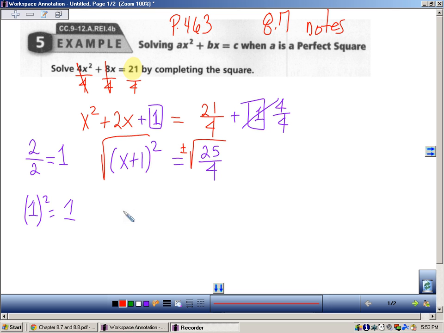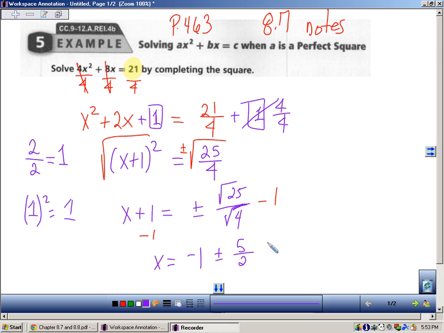Take the square root, end up with a plus or minus solution, positive or negative answer. So we end up with x plus 1 equals plus or minus the square root of 25 over the square root of 4. And that's the quotient property. And so we end up with, let me subtract 1, by the way, x equals negative 1 plus or minus 5 over 2.